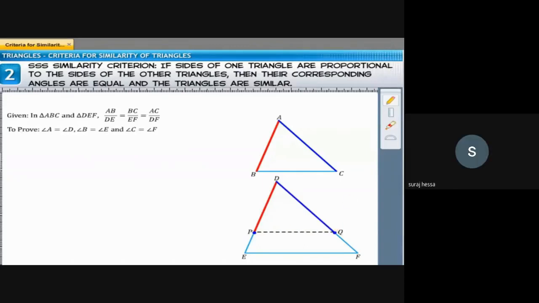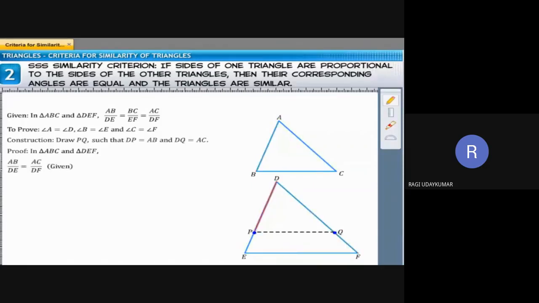Now here, in the same way, it is given that AB... and for the construction, you draw the line PQ in triangle DEF such that DP is equal to AB. In the same way, DQ is equal to AC. Take points of those equal lengths and join them.